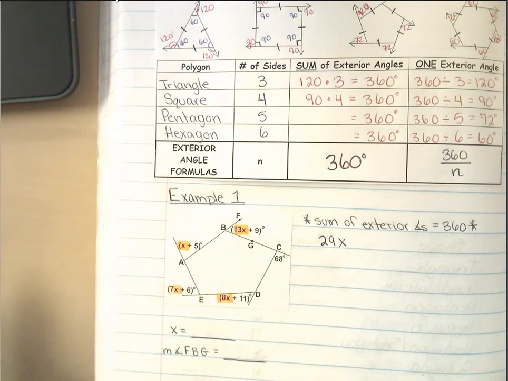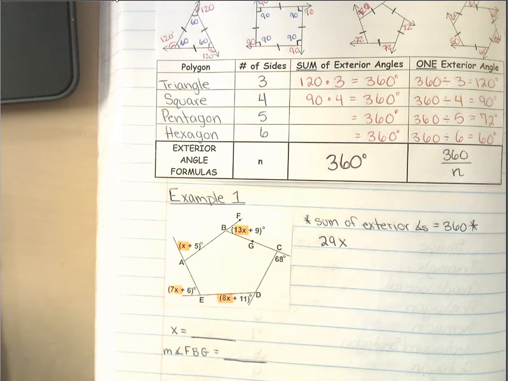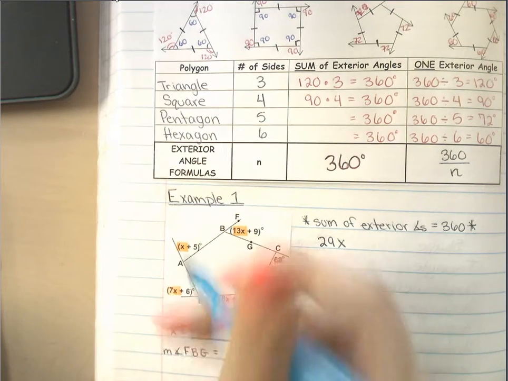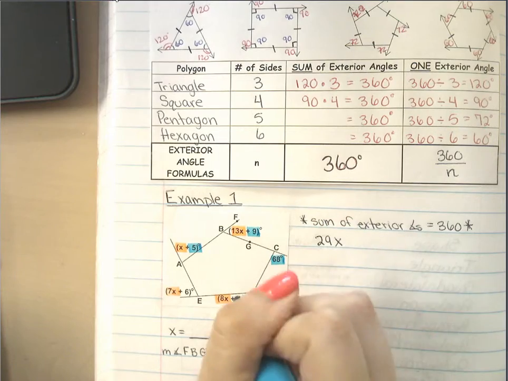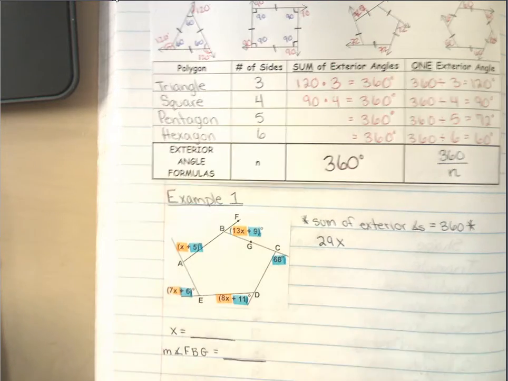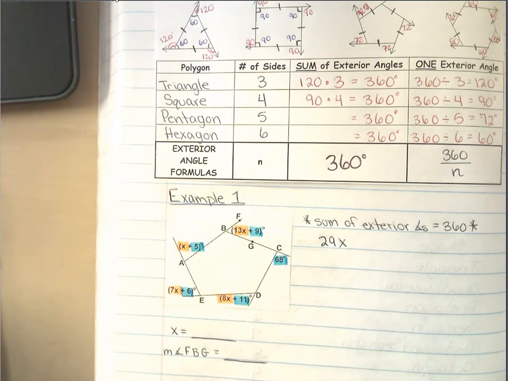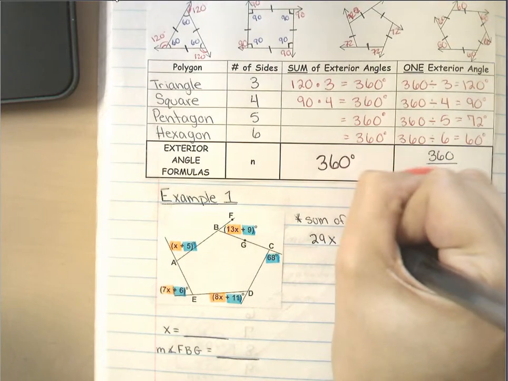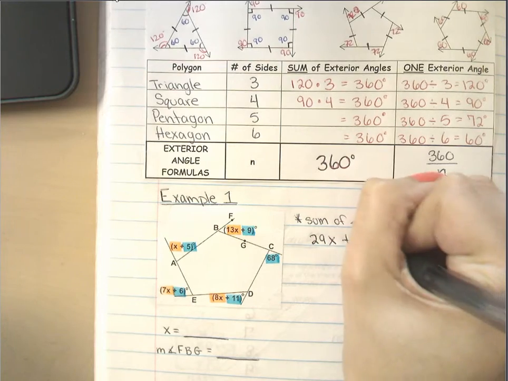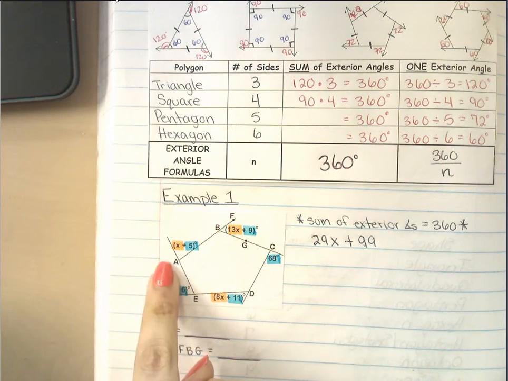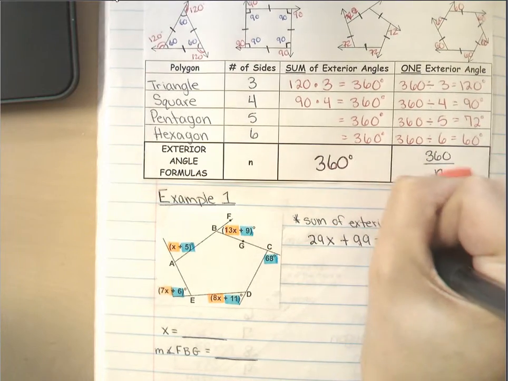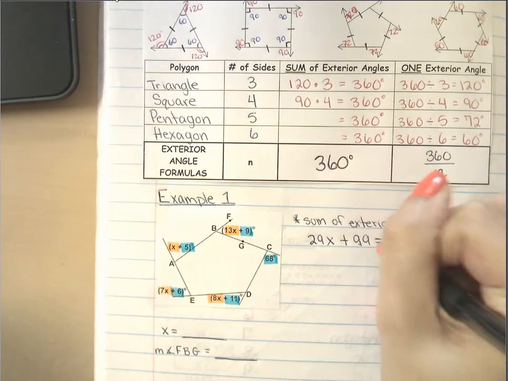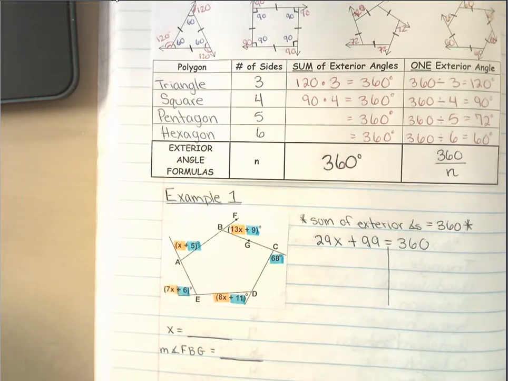Then I go back and add up all the constants, which are the numbers that don't have x: 5 plus 9 plus 68 plus 11 plus 6. I add all of those up and get 99. So plus 99. And because all of them are exterior angles, it should equal 360. So I'm going to put that equal to 360, and solve this equation.